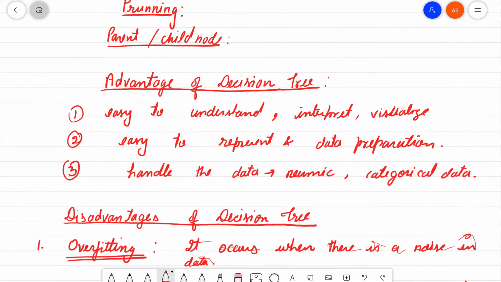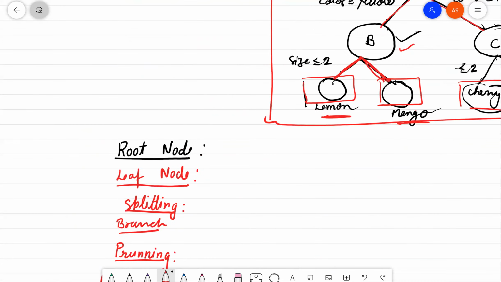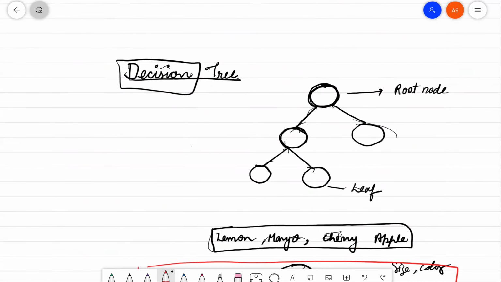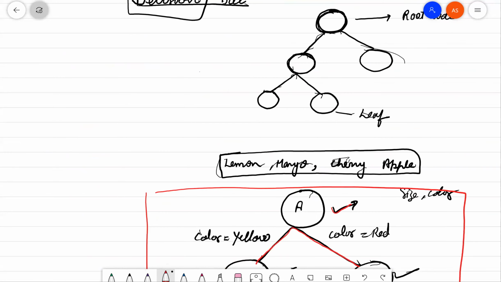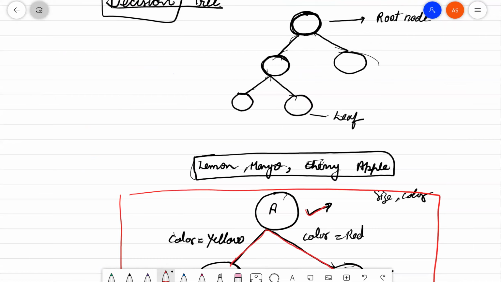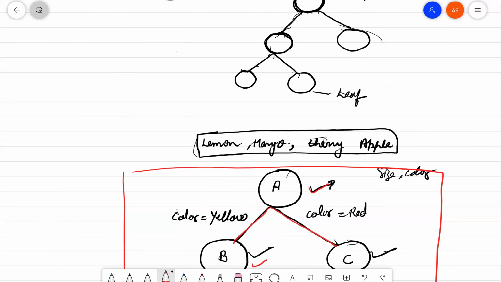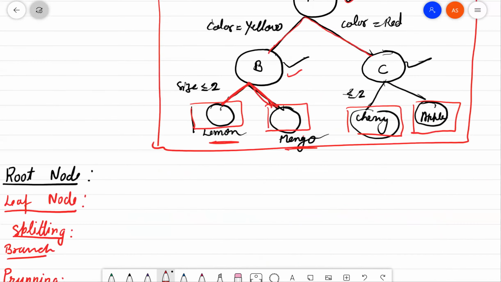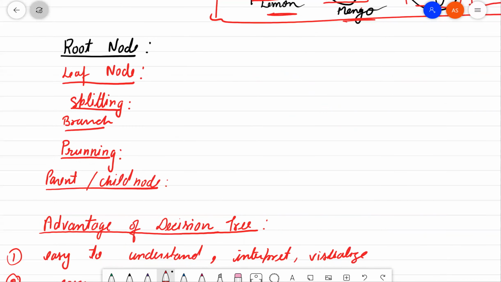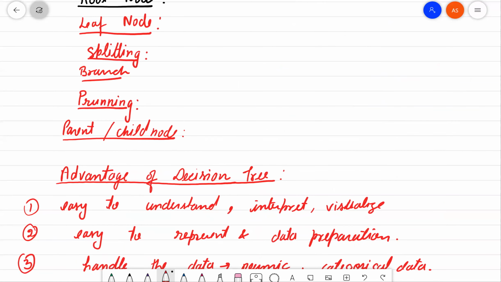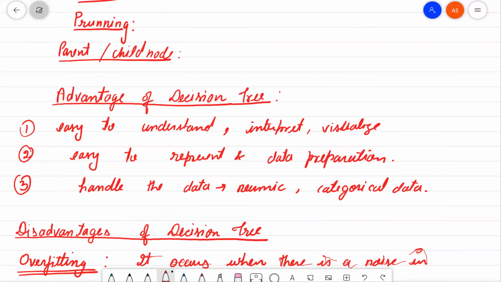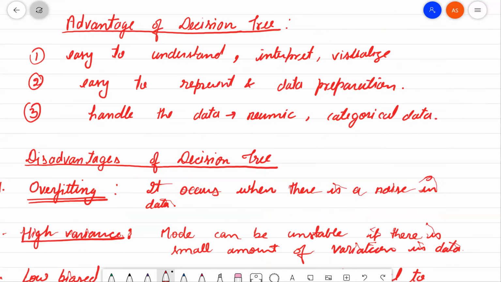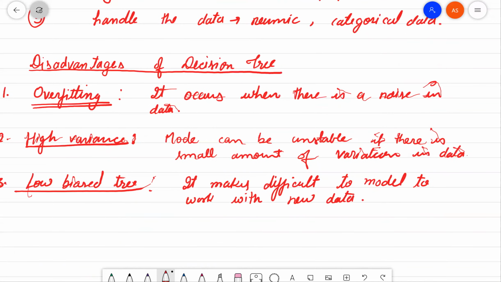So in this lecture, we have discussed the decision tree. What is a decision tree? It is a graphical structure to represent the solution, and it is a tree-like structure. And there are certain terminologies used in the decision tree, like root node, leaf node, splitting, branch, pruning, parent-child node, and there are certain advantages and disadvantages of the decision tree.